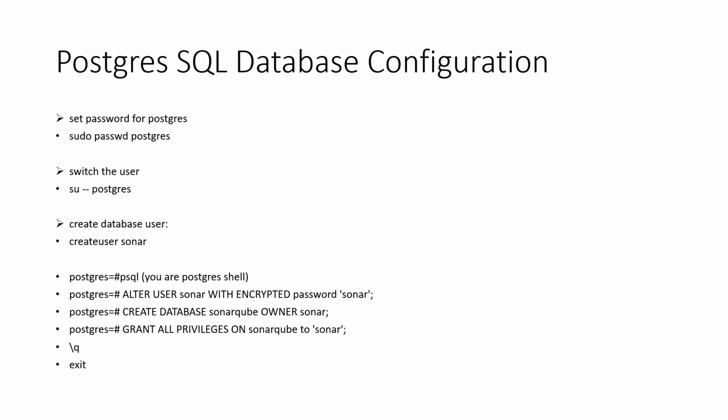Once you type this, you will be logged into the Postgres shell. To set up the password and the owner and grant all privileges to the sonar user, you can use these commands: alter, create, and grant. After that, you can type \q to come out of the Postgres shell, and then you can just exit from the bash shell.